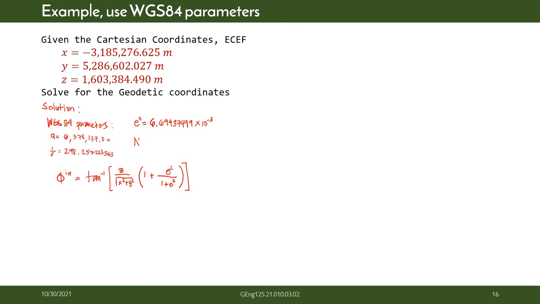And for the radius of curvature, that is equal to A over the square root of 1 minus e squared times sine of the... oh, all right, we cannot solve yet for N. We cannot solve for N because we need the latitude, so we need to solve for this first. It's quite lengthy, but it's fine. To save space, okay.